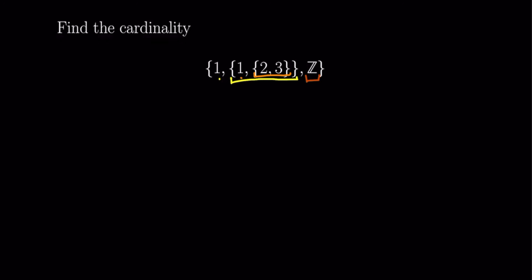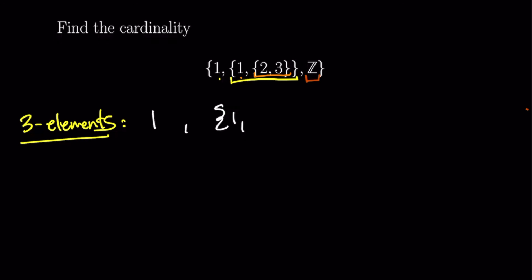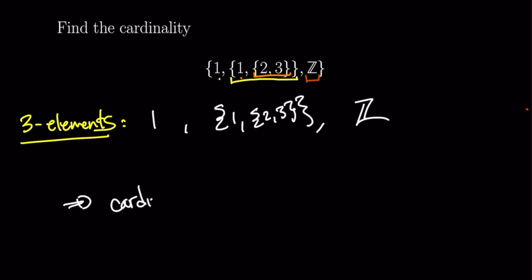The set of all integers is most definitely infinite, but the cardinality of our larger set is not infinite. That's because it really only contains 3 elements. So let's write those 3 elements down. We'll have the number 1, we'll have this set containing the number 1 and the set containing 2 and 3, and then our third element is simply the set of all integers. Okay, so what does that mean? That means our cardinality is, in fact, 3.